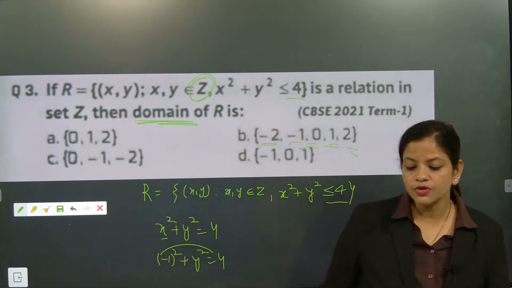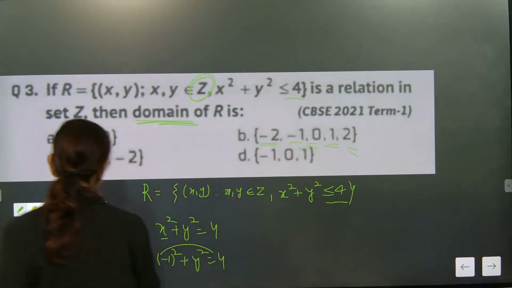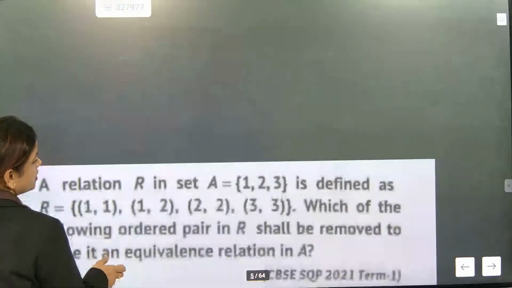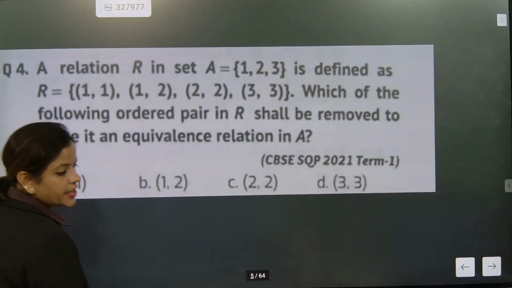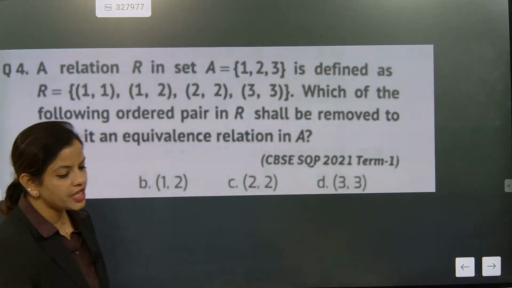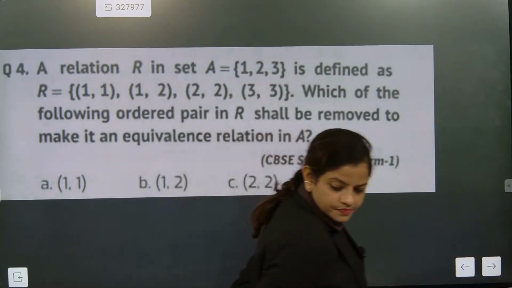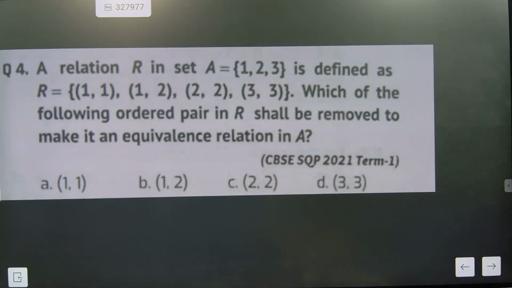So now we are going to do the next part. And this question belongs to you. Yet another question which came in examination. Previous one understood, beta? Domain means whatever value it should be less than 4.